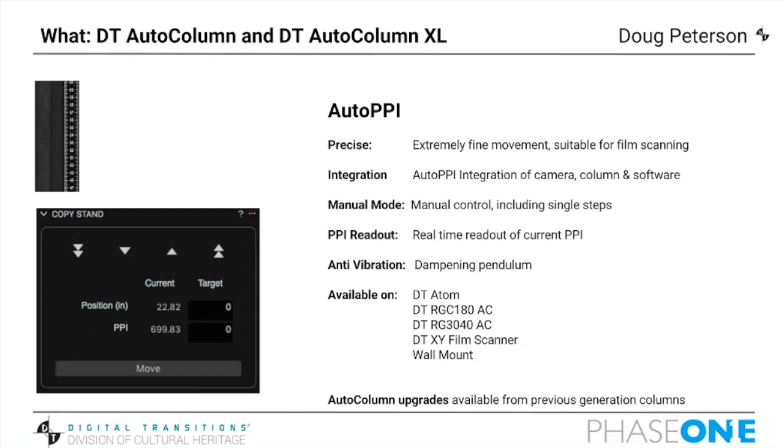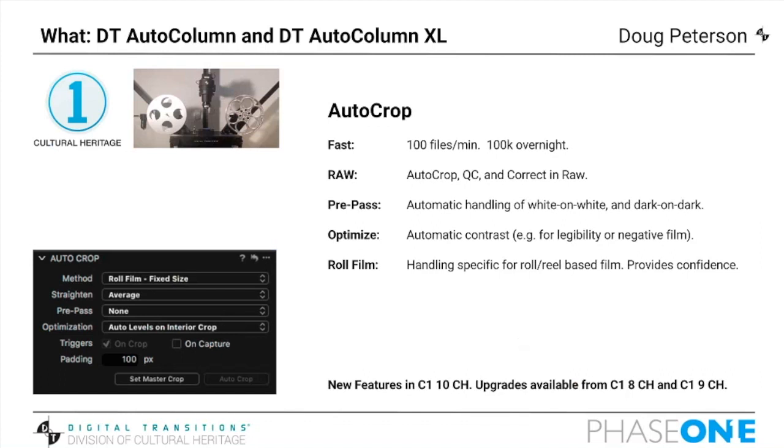AutoColumn upgrades are available from previous generation columns, so if you are a current DT client or if you have an existing competitive column from someone else, please contact us and we will see what we can do on an upgrade price for you. We want everybody to be able to have access to these.